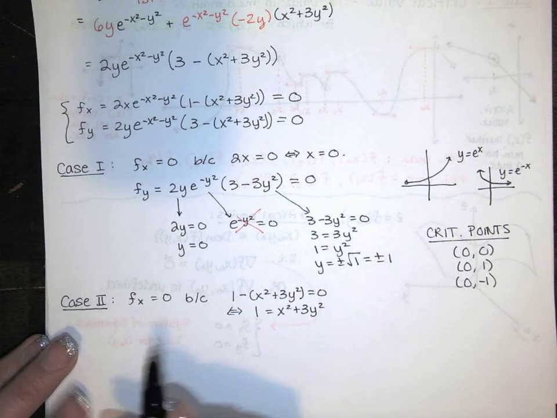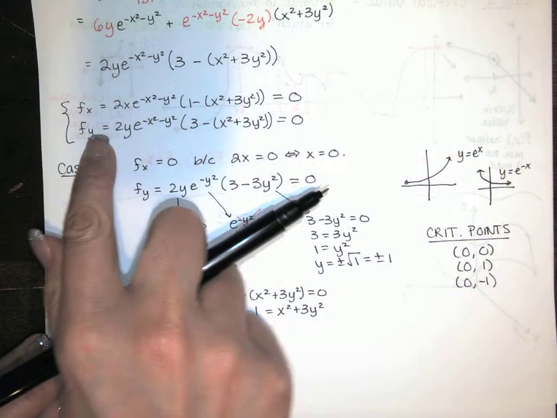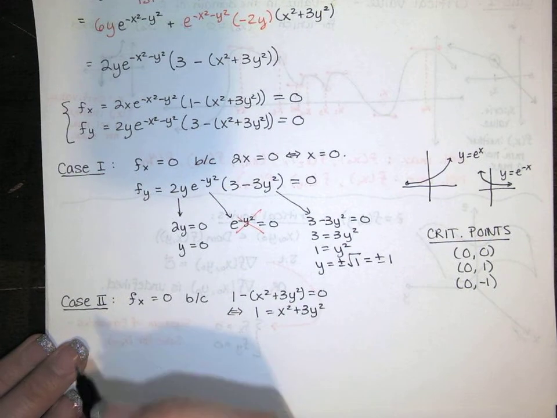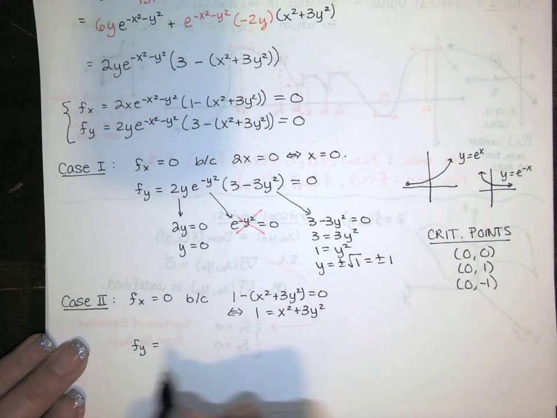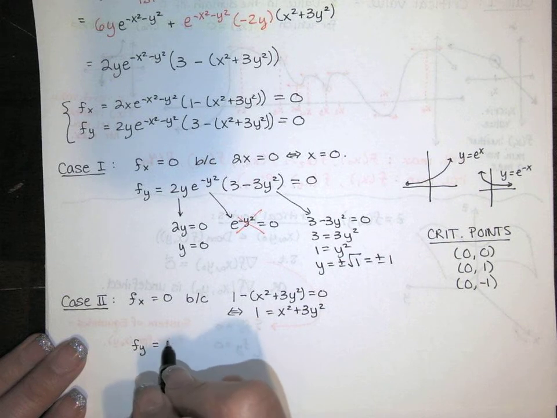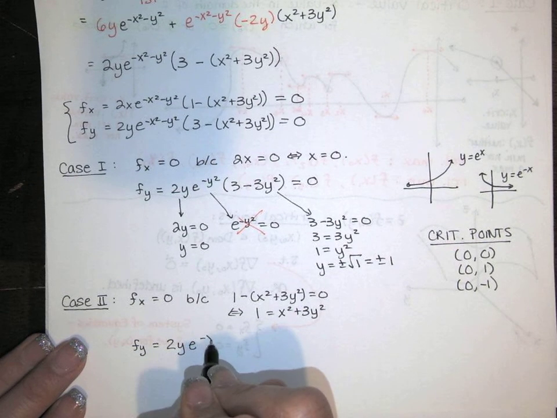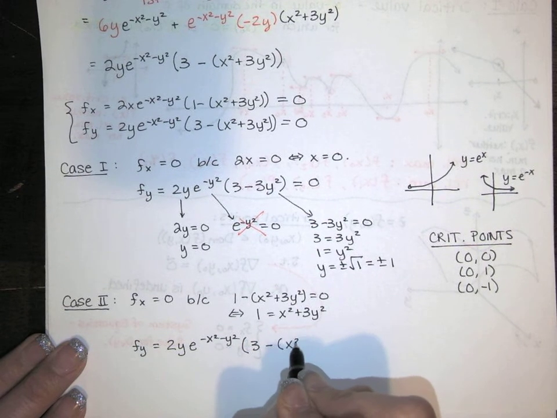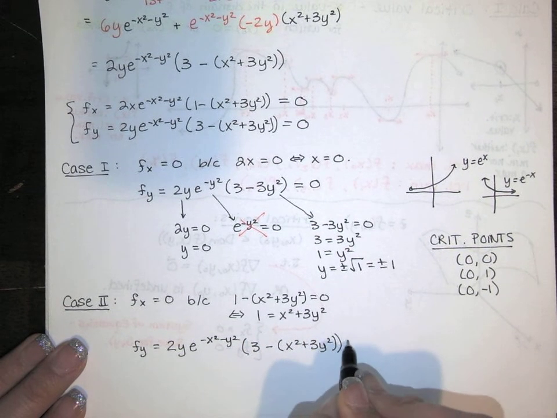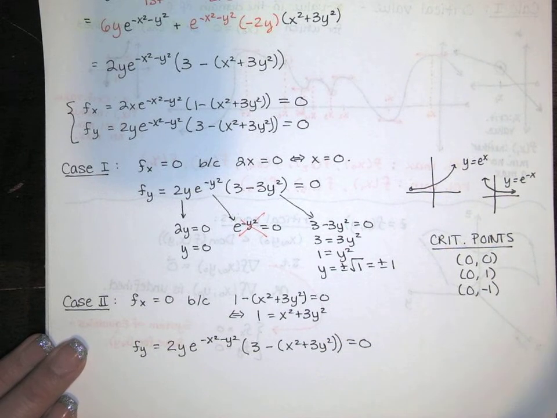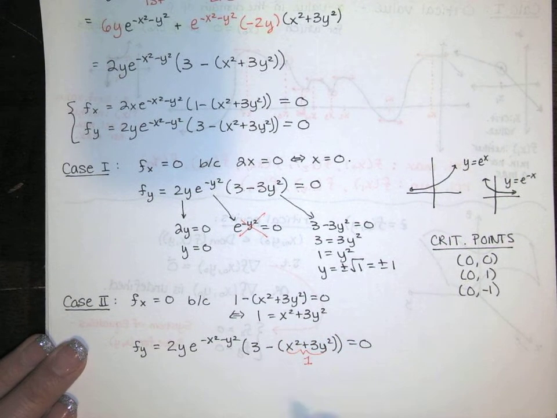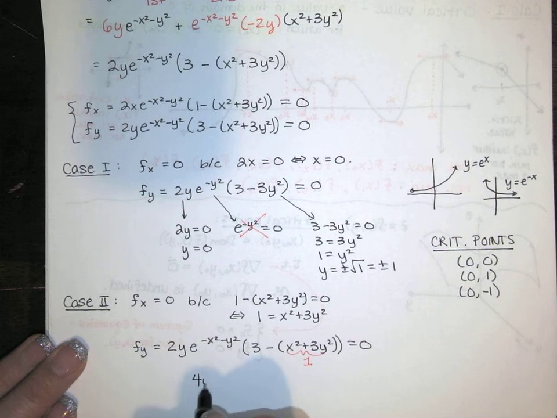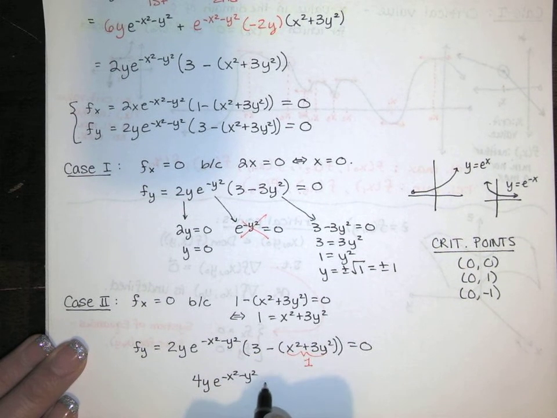So okay, if we're on this curve, that means this is 0. And we also need this second factor, the partial of f with respect to y, to be 0 as well. So in that case, partial of f with respect to y is this. We've got 2y times e to the negative x squared minus y squared times 3 minus the quantity x squared plus 3y squared. And we need that to be 0 at the same time. Well, if we're on this curve, x squared plus 3y squared is 1. So this is actually just a 3 minus a 1. It's just a 2. So I've got 2 times that 2y is going to give me a 4y times the exponential equals 0.